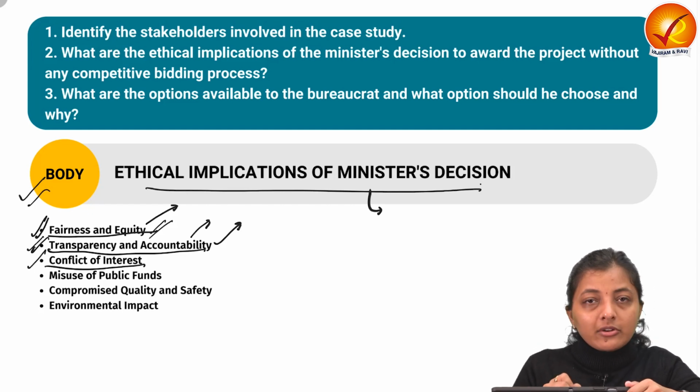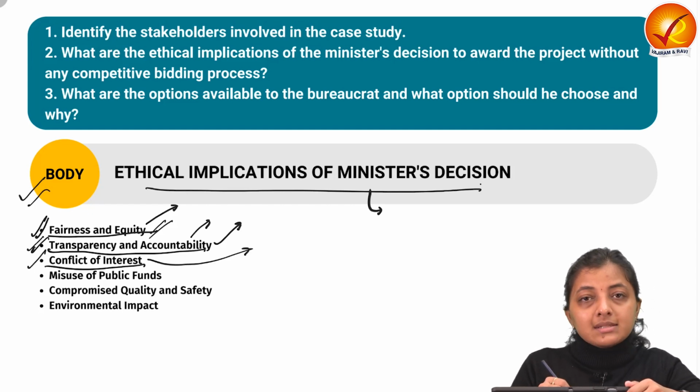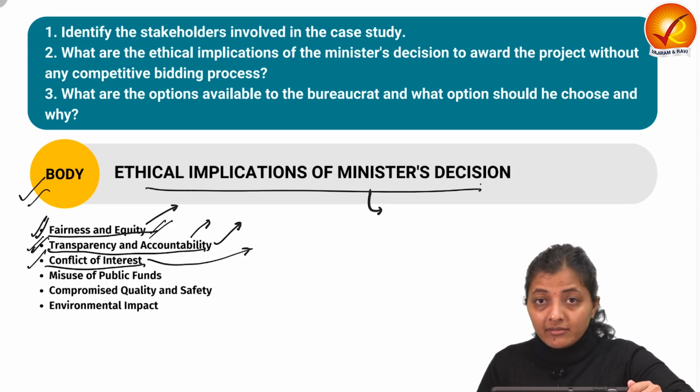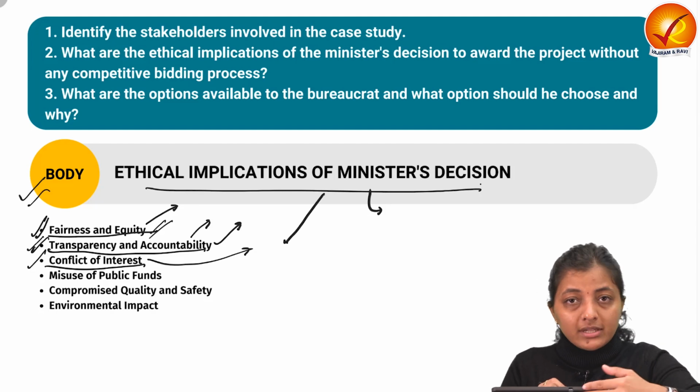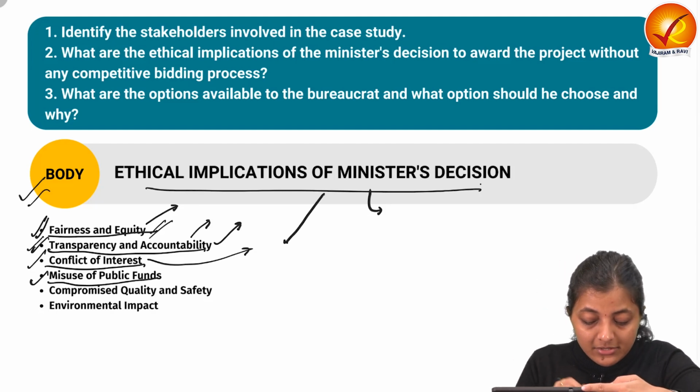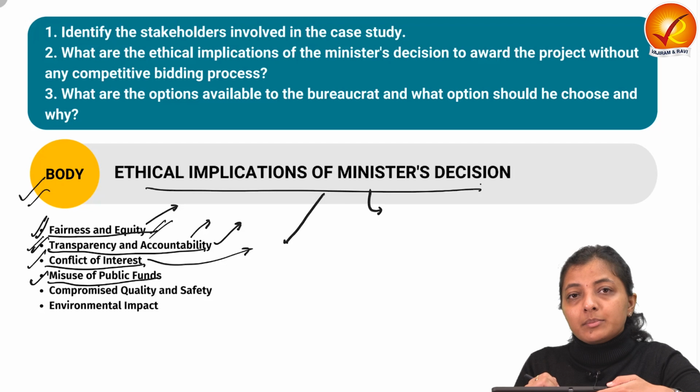Next is conflict of interest. As the contractor is a close relative of the minister, there is a conflict of interest in awarding this contract. Next is misuse of public funds. How is there misuse of public funds?